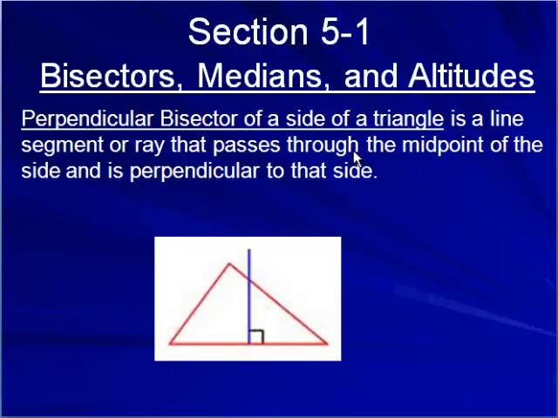And that is a line, segment, or ray that passes through the midpoint of the side and is perpendicular to that side. So here in this picture we see that this blue line is perpendicular to one side of the triangle, and it is in fact a bisector as well. That means this side will be congruent to this side.